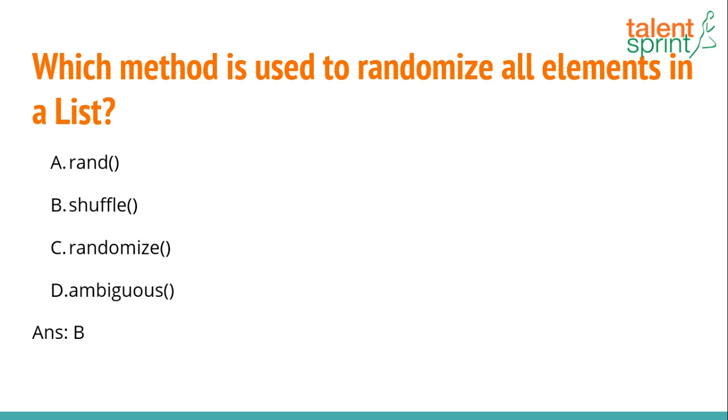All these function names are simply saying the same thing, that you are doing a shuffle or a random or a randomize or ambiguous. So logically, from an English perspective, any one of these could be true. So anyone who has actually read about it or used it in a program would only be able to identify what is the right option here.